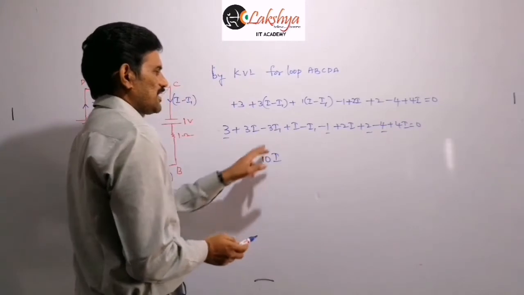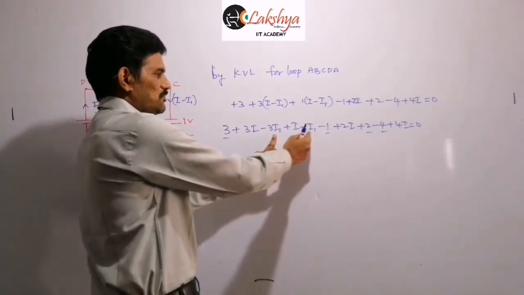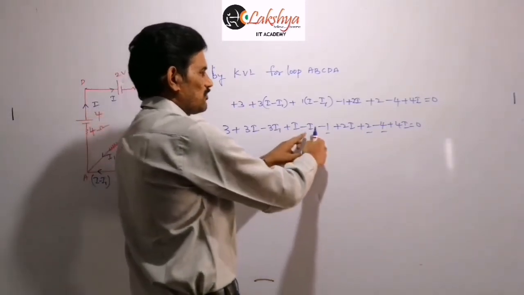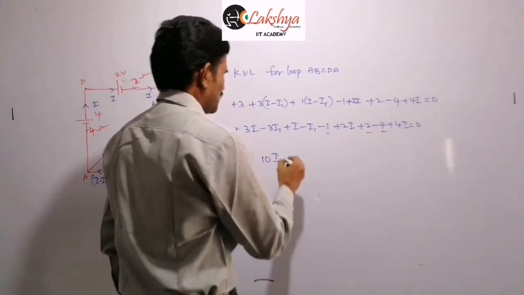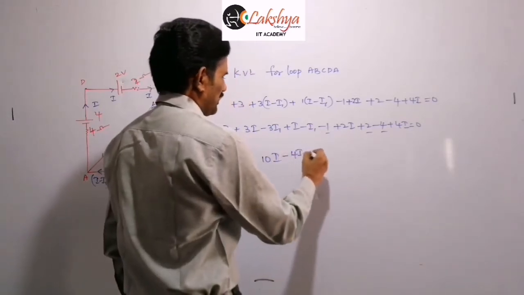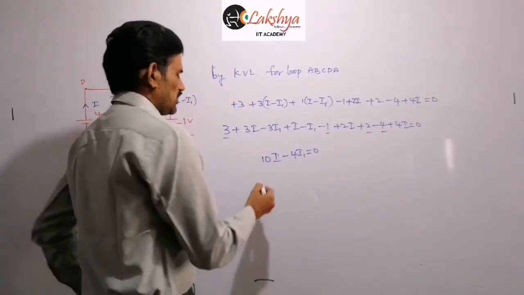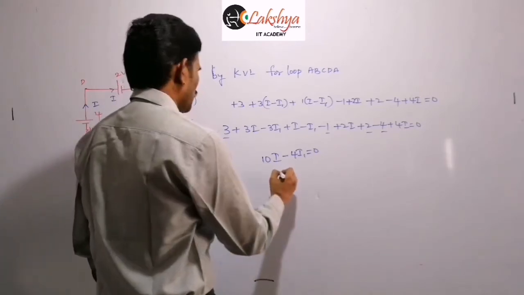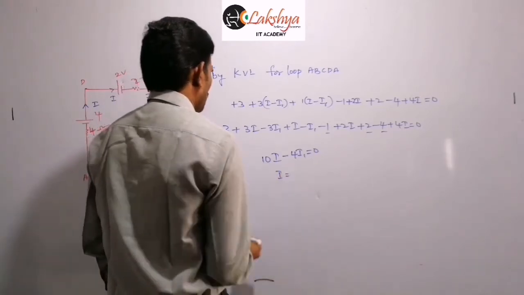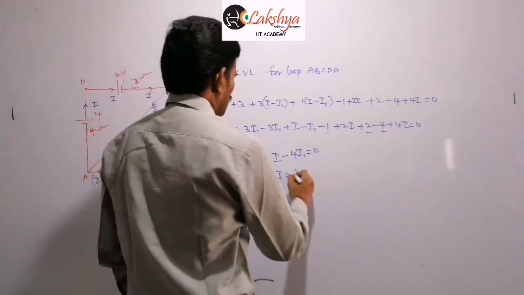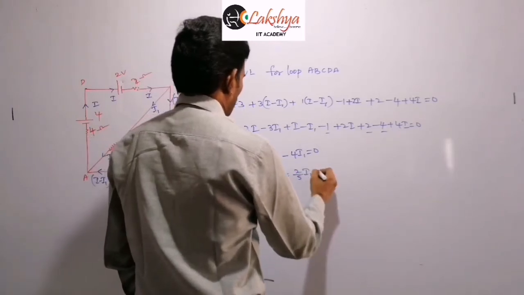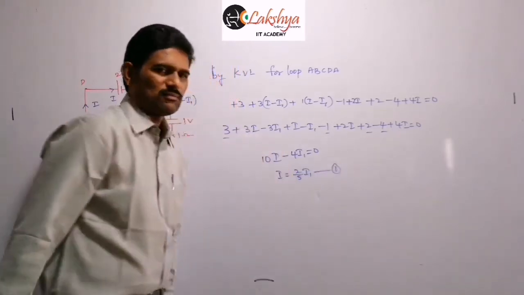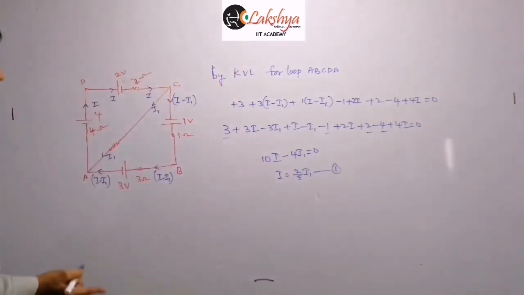So 10i and I1 terms: minus 3i1, 4i1, minus 4i1, so that's it, minus 4i1 is equal to 0. And therefore you can write this as I is equal to, we can find this value as 2 by 5 I1. Let's suppose this is equation 1. Now take any other loop and then apply Kirchhoff law.